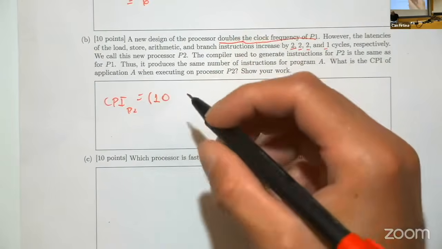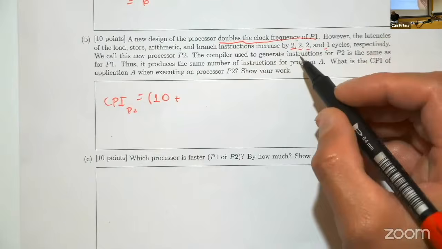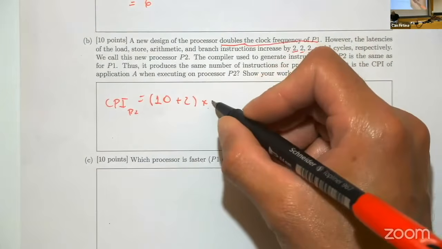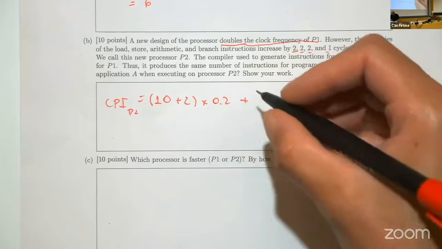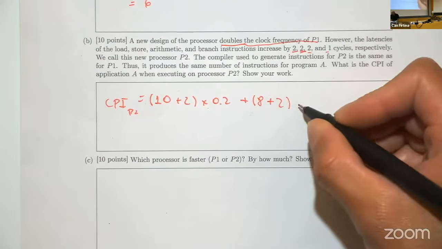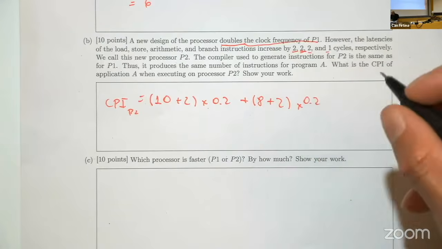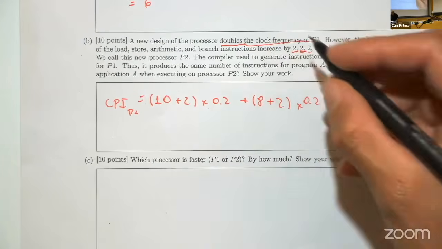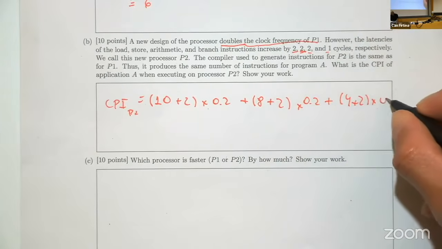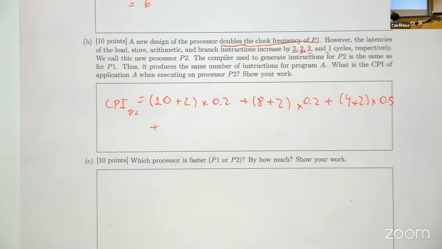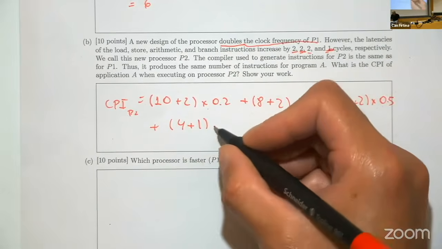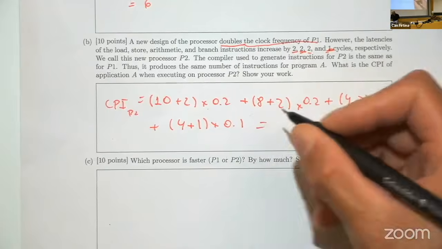So we have the original 10 cycles for load instructions, plus 2 cycles added, times the amount of load instructions that are executed, 0.2, plus the original latency for store instructions, 8, plus 2 added, times the 20% of store instructions that are executed, plus the original latency of arithmetic instructions, plus how many cycles were added, times 0.5, plus the original latency of branch instructions, 4, plus 1 cycle that was added to branches, times the amount of branches that are executed. And this equals 7.9.